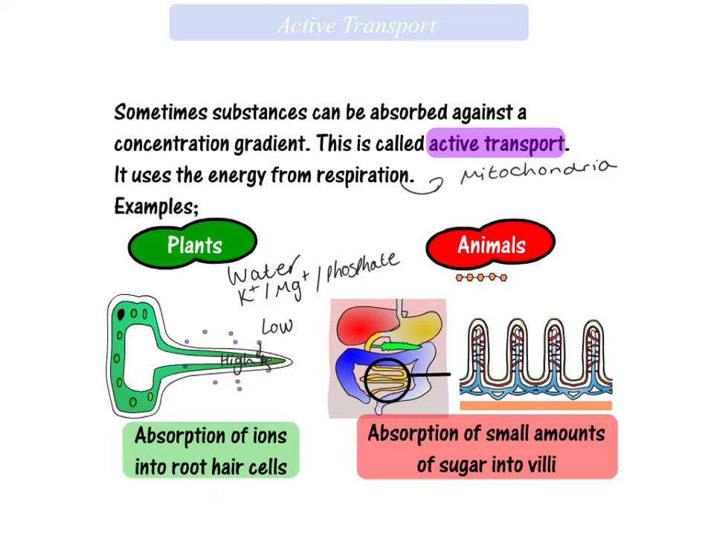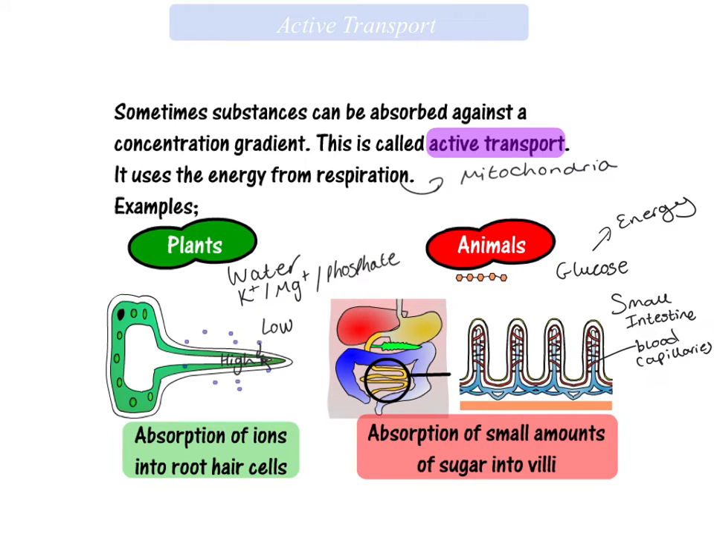the plant, okay? It also happens in terms of absorbing glucose, which is a sugar, which we use to make energy. So we really need it to make energy. It happens in our small intestine. So our small intestine is surrounded by loads of blood capillaries. Now, them blood capillaries have got quite a low concentration of glucose, and our actual small intestine has quite a high concentration of glucose. So absorption of small amounts of sugar into the villi.